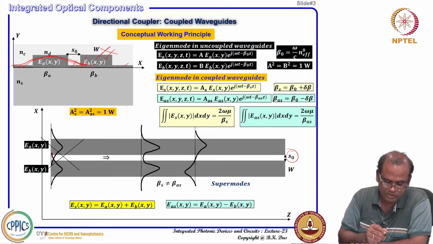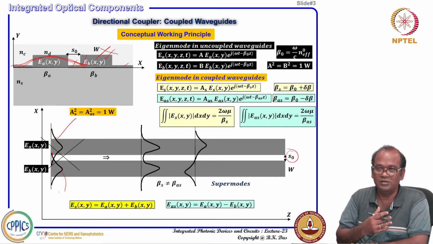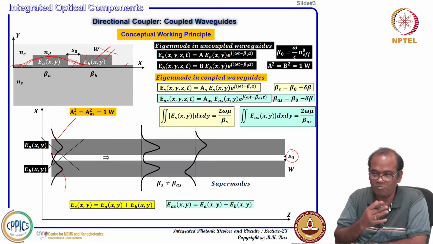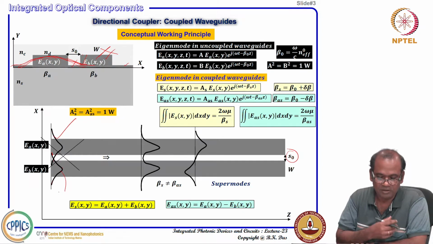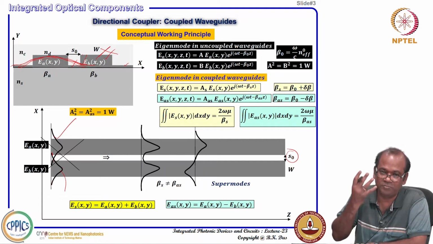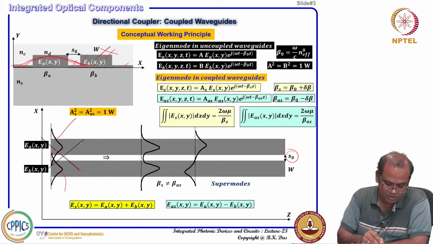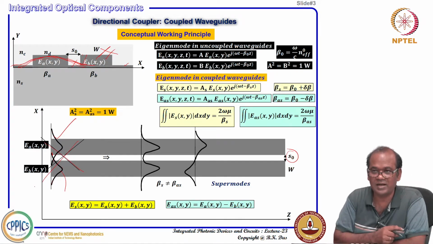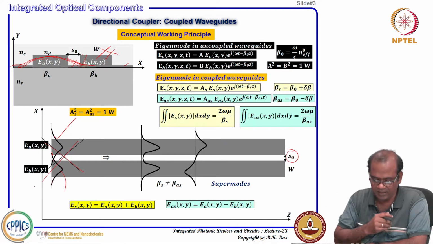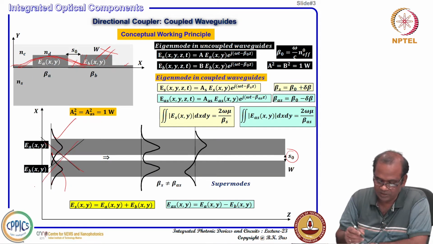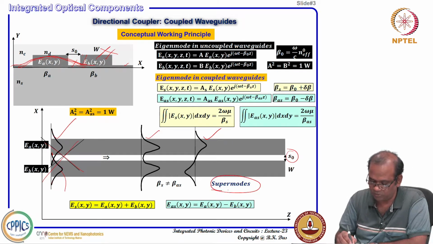So, in that situation we cannot really consider this type of mode and this type of mode individually, because they are no more following the orthogonality condition, orthonormality condition; rather they are interacting with each other. So, the orthogonality condition is broken and these two modes will lose their identity. Rather, what you will see? You will see two super modes, we call them super modes.